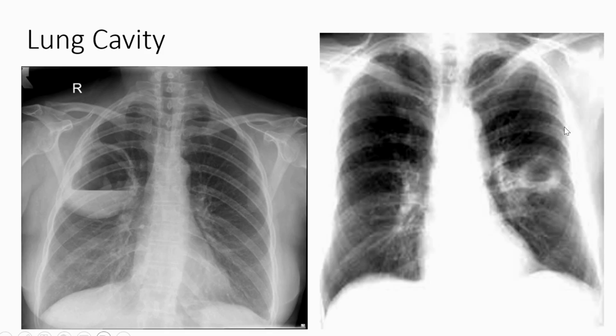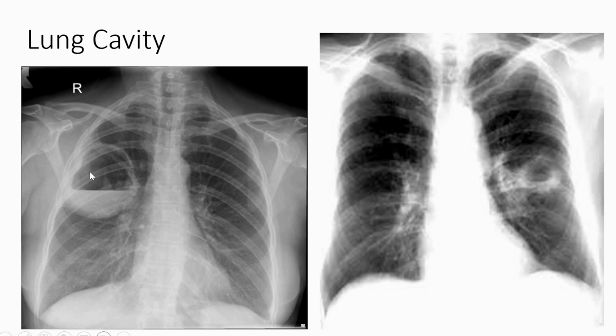Now the lung cavity. How do we differentiate a lung cavity from consolidation? It shows a thick rim or cavity, with or without an air fluid level. In the first, the right image, there is a thick-walled cavity without an air fluid level, whereas the second image, on the left side, shows an air fluid level.